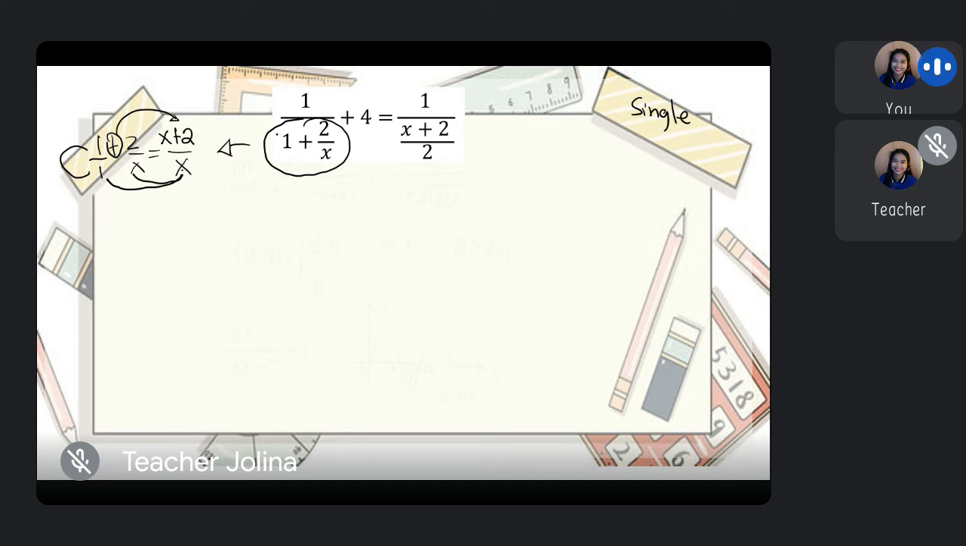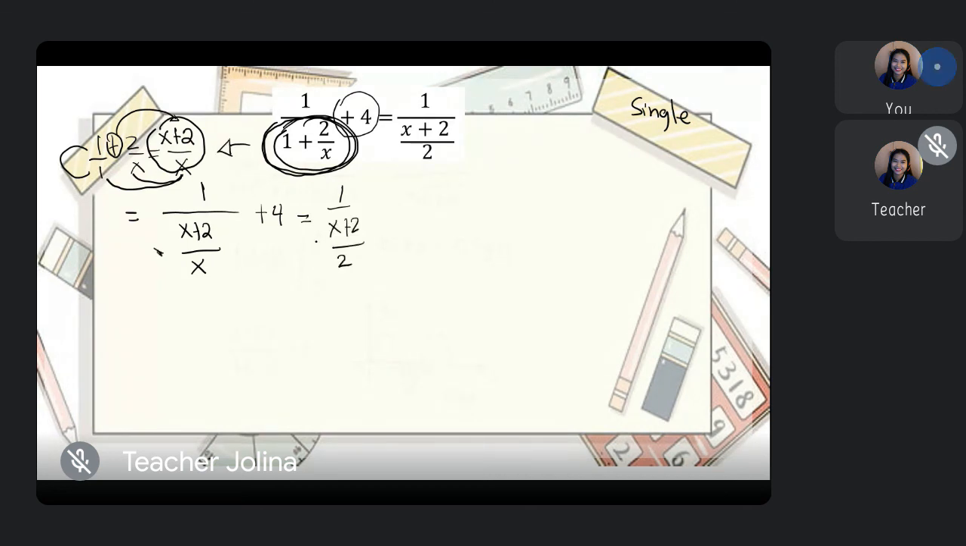So, kung i-combine po natin tong 1 plus 2 over x, the answer po dyan is x plus 2 over x. So, lagay po natin to. We have to copy 1 over. Ang answer po dito pag sinimplify natin or kinombine ay x plus 2 over x. Okay? And then, copy natin yung kasunod na term, which is plus 4 equals 1 over x plus 2 over 2. So, as you can see, yung denominator natin dito sa first expression ay parehas sa dito, di ba? Okay, parehas na po siya dyan.